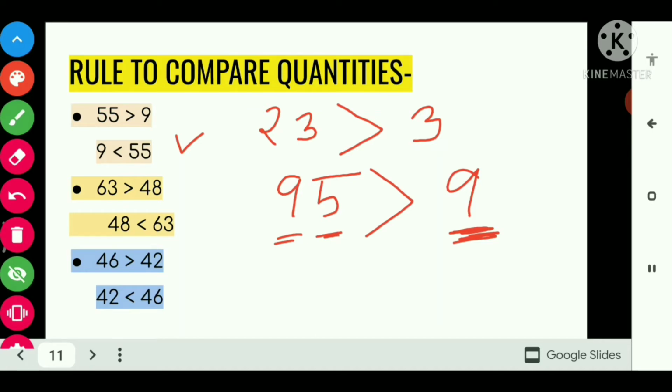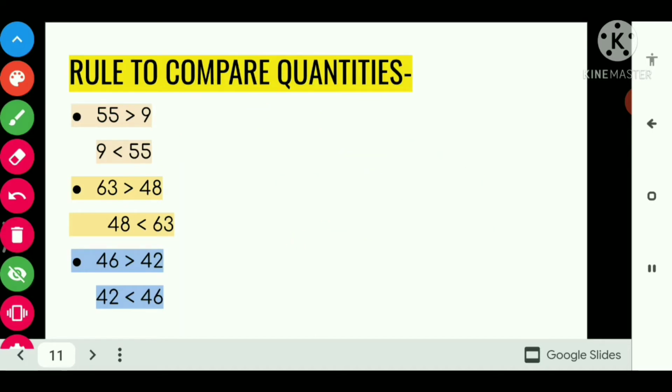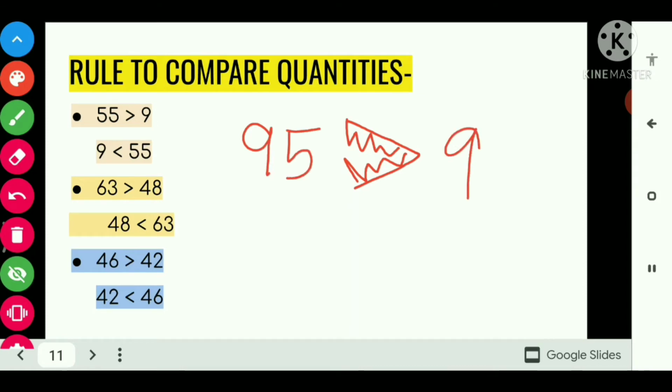Always remember that the greater number is the one the sign opens its mouth towards. Suppose this one is the mouth, this one is teeth, just like a crocodile. The crocodile will open its mouth towards the bigger number. So here 95 and here 9.